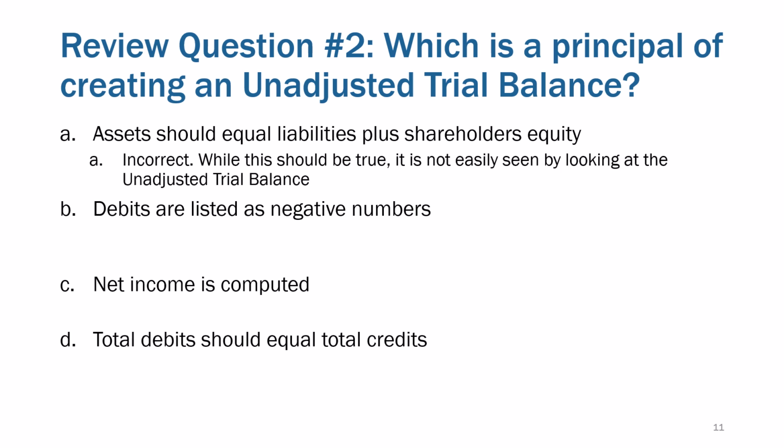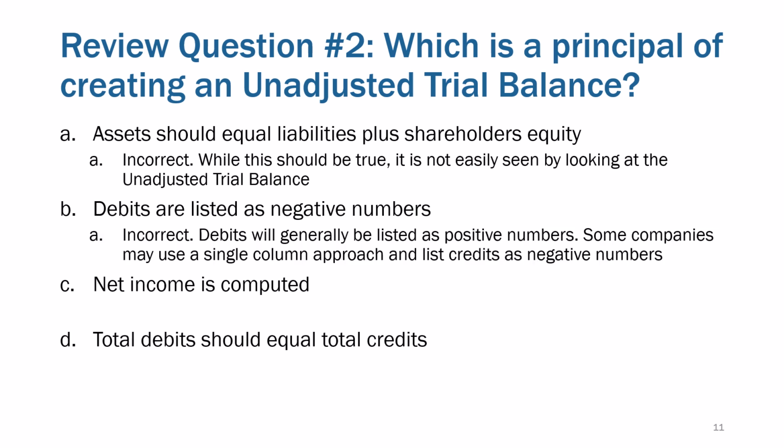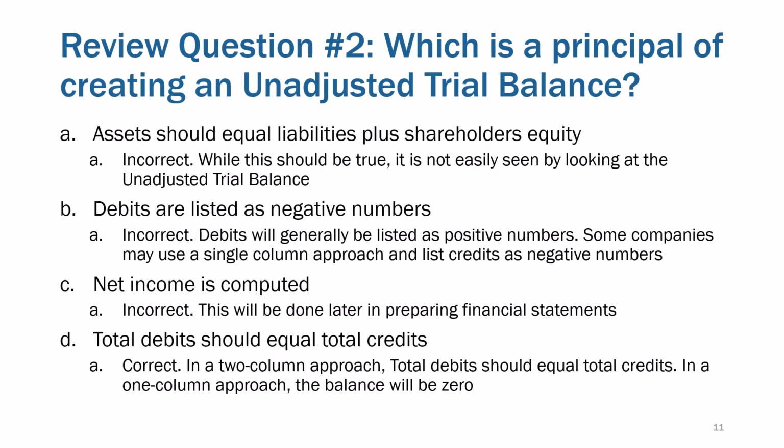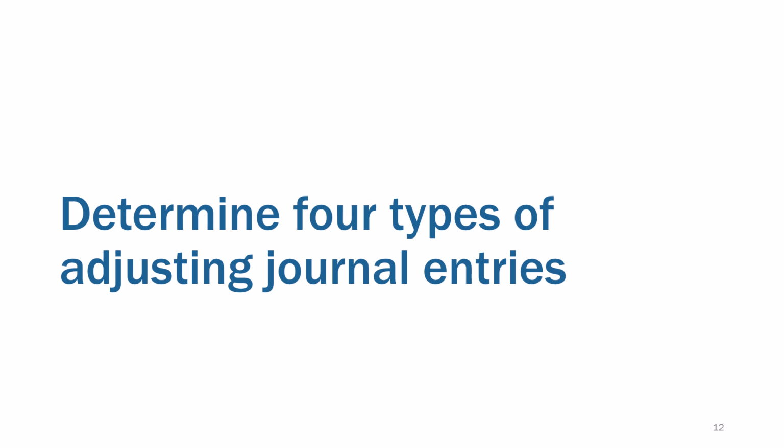Well, it's not the first one. Now, that is true, but that's not the purpose of the unadjusted trial balance. Debits are not going to be negative. They're always going to be positive, whether or not you do that 2-column approach or the 1-column approach. We don't compute net income in the unadjusted trial balance. We could absolutely use it to compute net income, right? But we don't. Really the purpose is we just have all of our ending balances in our accounts, and make sure that the total debits equal the total credits. All right, so that's the concept of why we go through that.